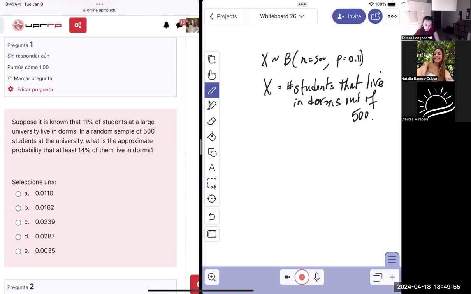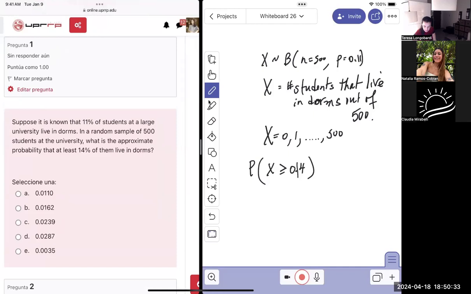And X would be 0, 1, it could be up to 500. Correct? But this question doesn't apply the binomial distribution exactly. It applies it in approximation. So that means you have to try and approximate the probability that at least 14% of them live in dorms. That's what you want to find out.